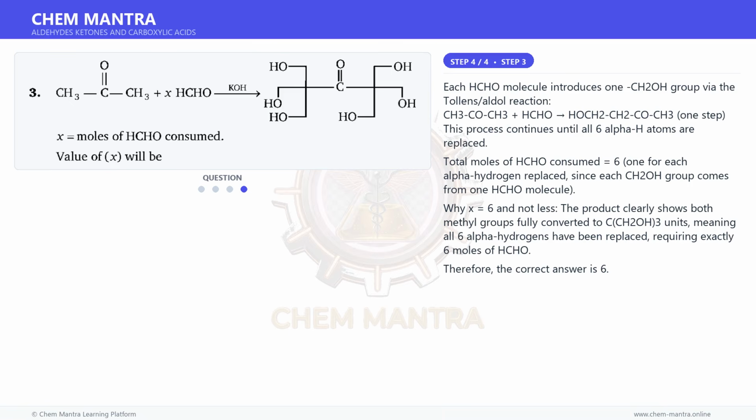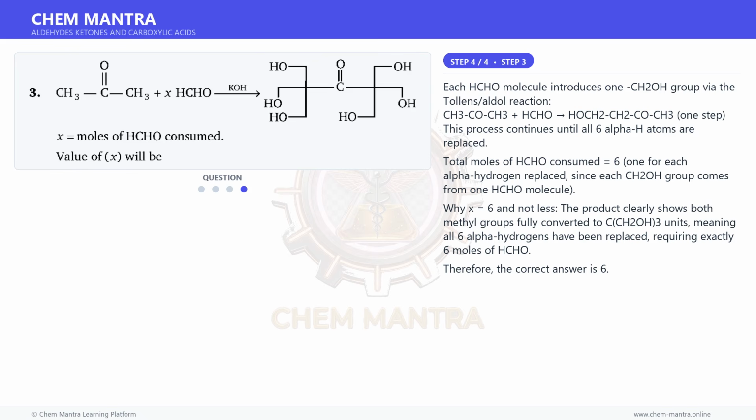And for the final step, each HCHO molecule introduces one CH2OH group via the Tollens-aldol reaction. CH3COCH3 plus HCHO gives HOH2C-CH2-COCH3, one step. This process continues until all 6 alpha H atoms are replaced. Total moles of HCHO consumed is equal to 6, 1 for each alpha hydrogen replaced, since each CH2OH group comes from one HCHO molecule. So x is equal to 6 and not less.